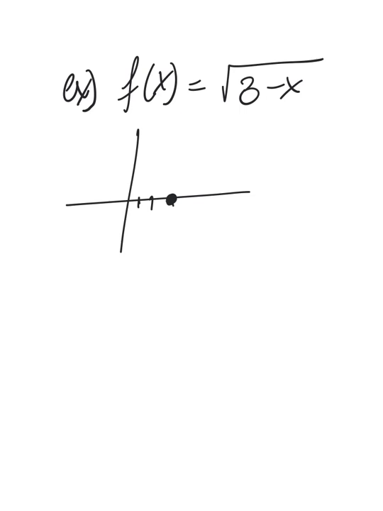If I plug in 4, 3 minus 4 is negative 1. I can't take the square root of a negative, so it's not going to go that way, so it's going to go the other direction. 3 minus 2 is 1, square root of 1 is 1. If I know the square root graph, I just know it looks like this. So there you go. That is our function. Again, how do I know it's a function? I can do the vertical line test.